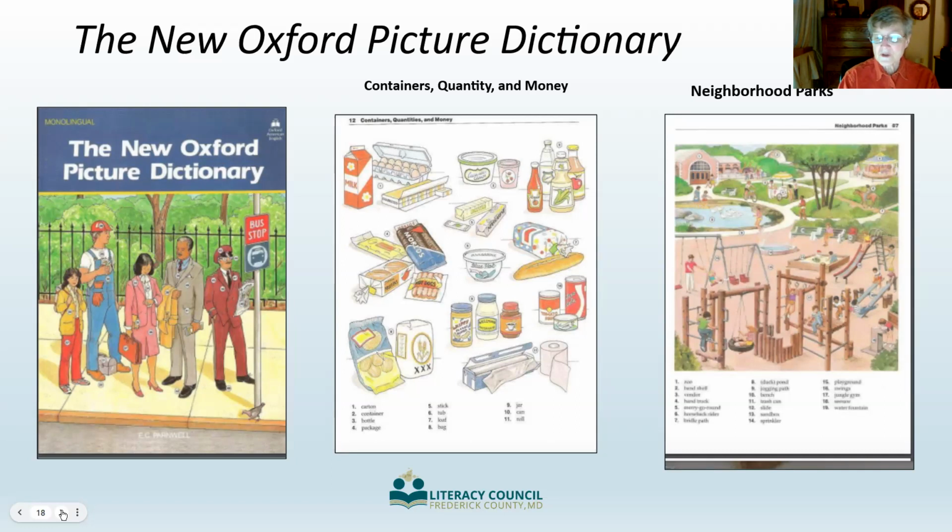And the Literacy Council has many copies of the dictionary for you to borrow, but it's such a valuable resource that we find that a lot of tutors and students buy their own, just so they always have it. Yes, and indeed I have bought my own.